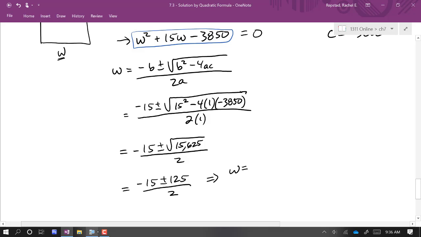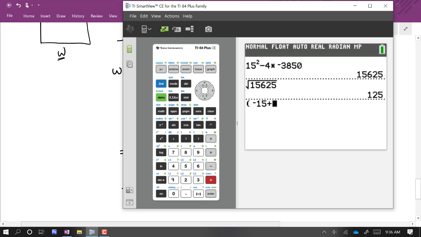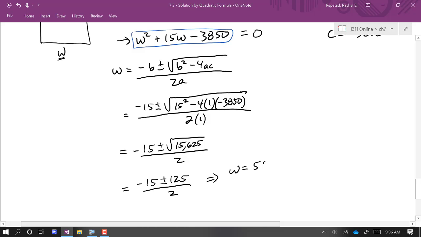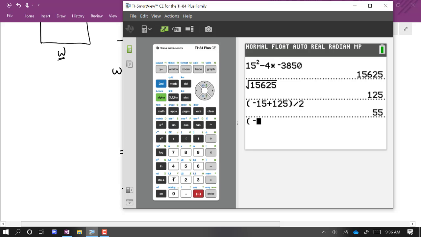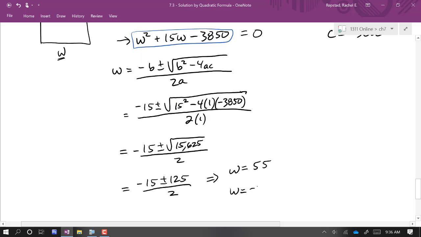Negative 15 plus 125 over 2 is 55. And the other solution, negative 15 minus 125 over 2, that's negative 70. So again, we get two possible candidates for the value of the width. Now the width is not going to be negative, so we can eliminate this one, right? It's just not feasible. So that means the width is 55 centimeters.